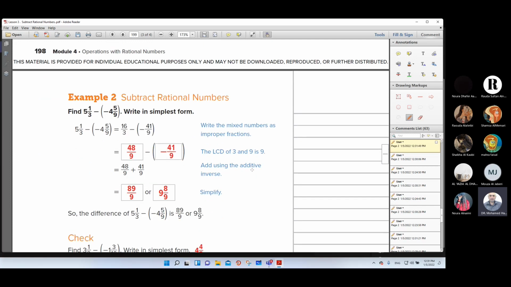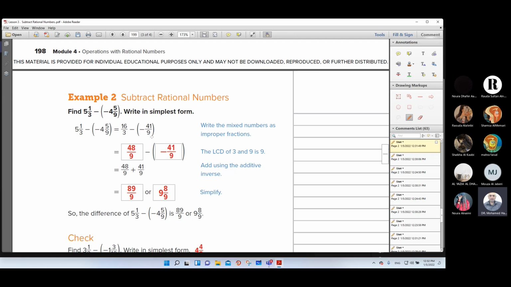In this example, as you see here, we have mixed numbers. So in this case, we can change the mixed numbers to the fractions. So as you see here, 5 and 1 over 3. 5 times 3, 15, plus 1 will be 16 over 3, minus. And here we have minus. 4 times 9 will be 36, plus 5 will be 41 over 9.